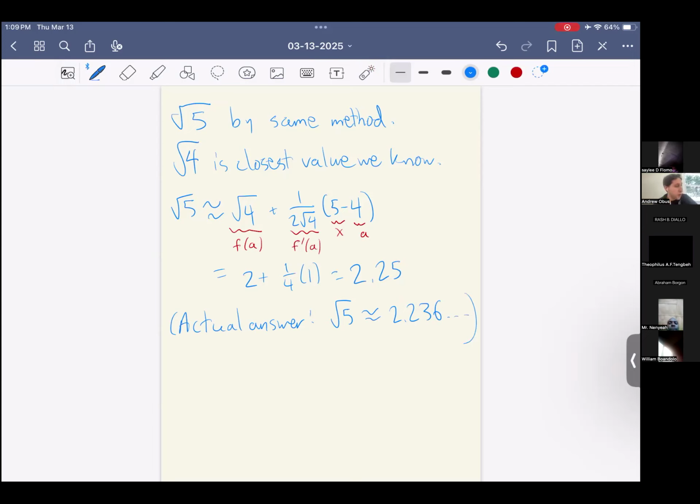You can use this for the square root of any number, and the closer your number is to a perfect square, the better an approximation you'll get. So you could try to approximate the square root of 65 or something like that. You'll get a better approximation than you do for the square root of 5, for instance. But if you try something like square root of 90, then maybe your approximation won't be quite as good, because 90 is a bit far from perfect squares. It's far from 81, and it's far from 100.